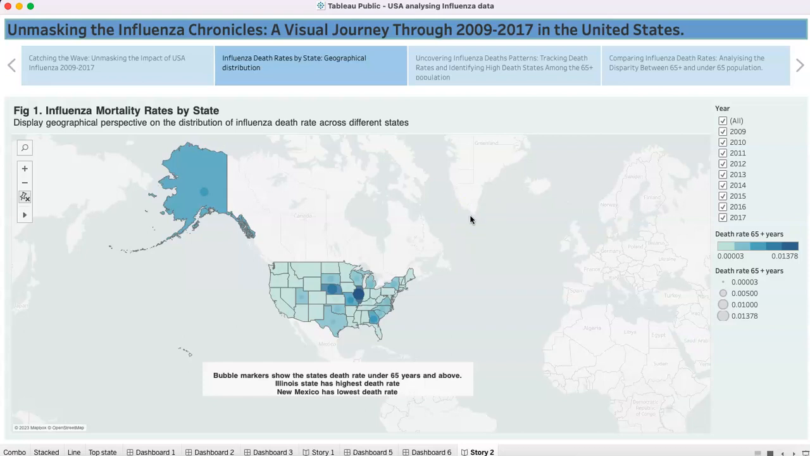Using bubble markers, as you can see, the state with the big bubble is Illinois, and it means that Illinois has the highest death rate for age 65 and above, at a rate of 0.01378, while one of the states with the lowest death rate over the age 65 population between 2009 to 2017 is New Mexico, with a death rate of 0.00071.